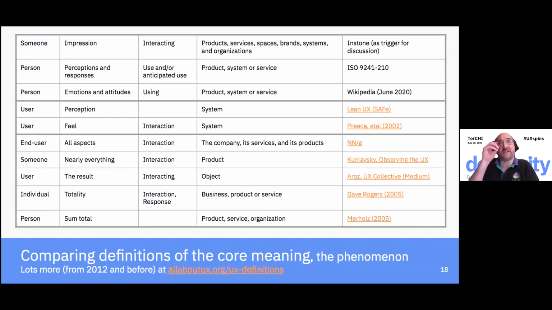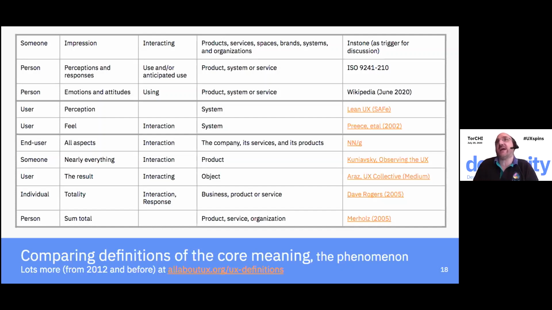Right. And so what I did was, figuring that this group would like to geek out on some of these different definitions versus talking about the strategy or the practice side, I compiled some different definitions of user experience as a phenomenon, as a thing that happens in our users' heads. The first three across the top are all similar versions: they're talking about a person or someone who's having an impression, interacting with a series of things. The ISO uses perceptions and responses. Somebody on Wikipedia wrote emotions and attitudes. So there are slight variations on that.